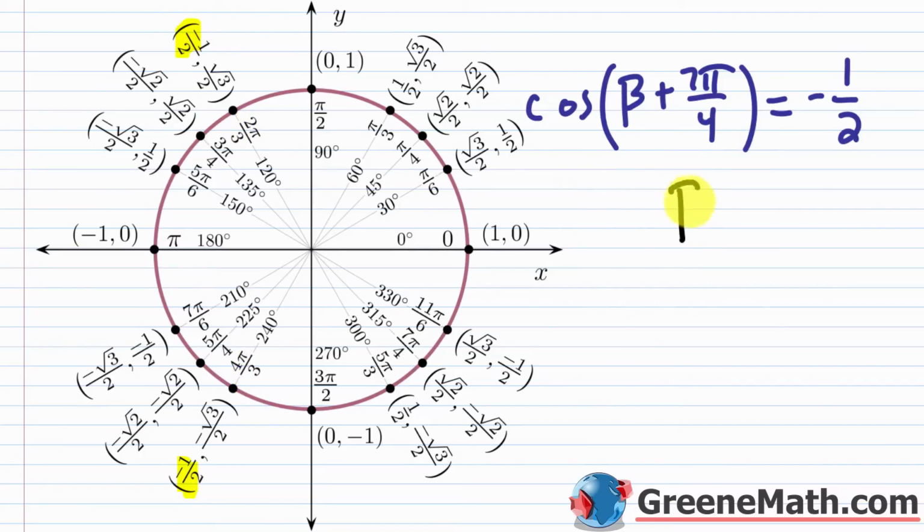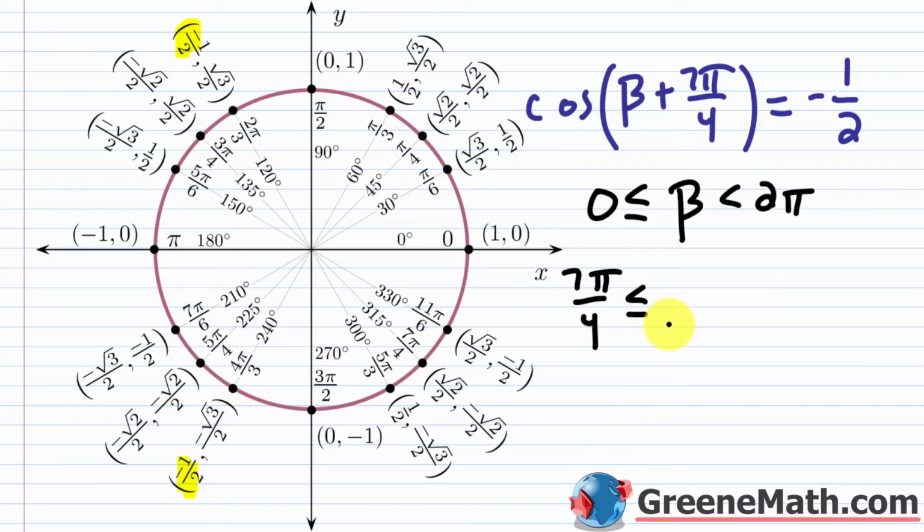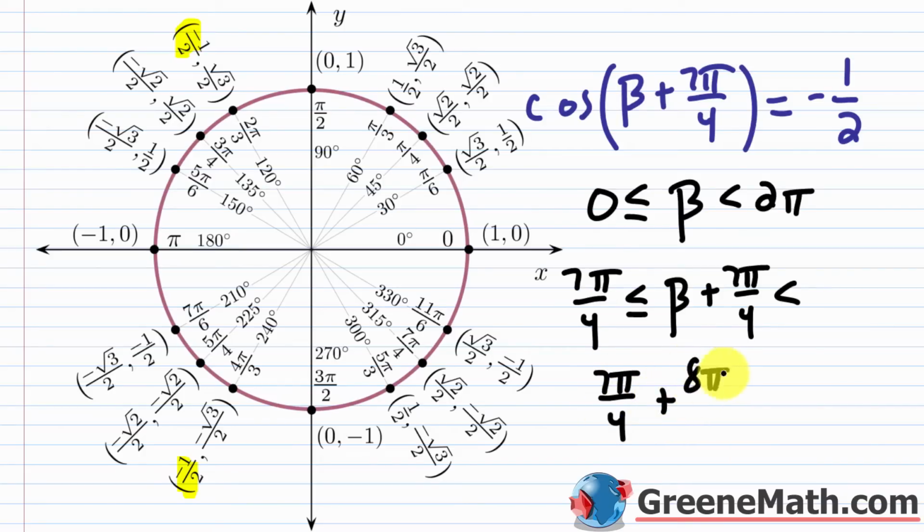We had beta is greater than or equal to 0 and less than 2 pi. Well, instead of beta, I have beta plus 7 pi over 4. Okay, well, I'm just going to add 7 pi over 4 to each part. So 0 plus 7 pi over 4 is 7 pi over 4. This is less than or equal to beta plus 7 pi over 4, and this is less than 2 pi plus 7 pi over 4. So if we do 7 pi over 4 plus 8 pi over 4, just writing 2 pi with a common denominator, this would be 15 pi over 4.